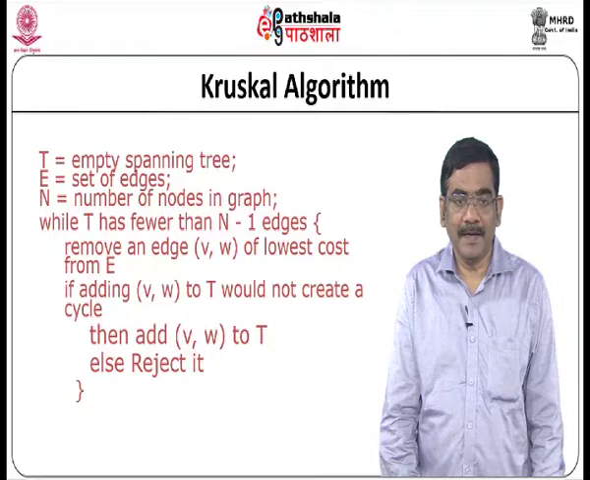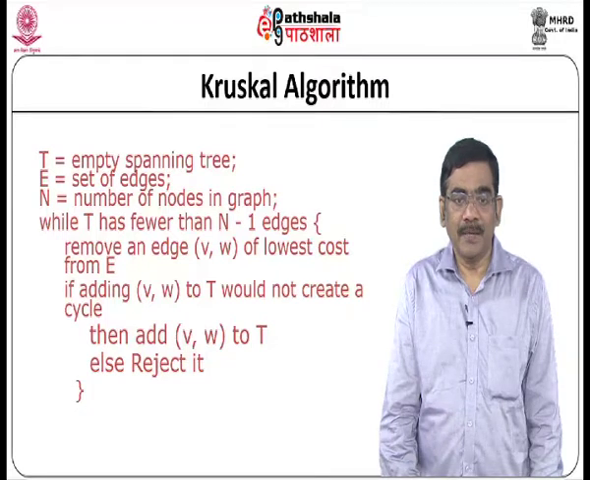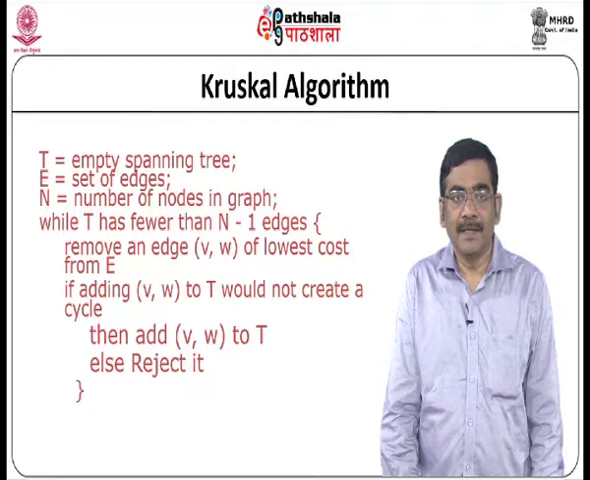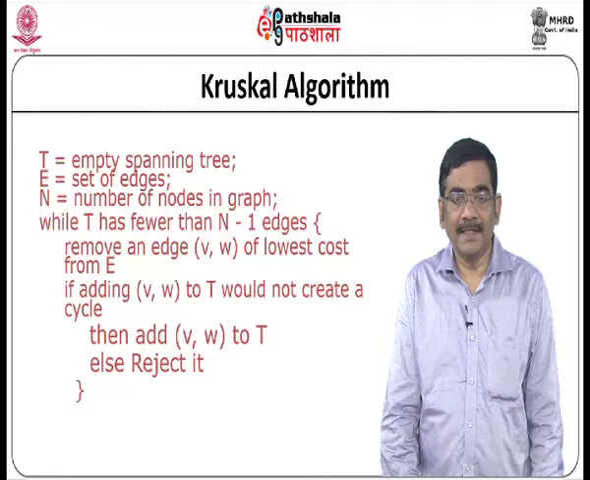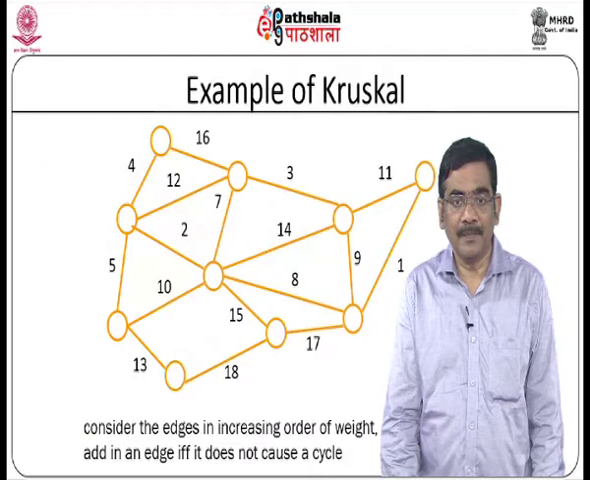T is the empty spanning tree, E is the set of edges, and N is the number of nodes in the graph. While T has fewer than n minus 1 edges, we remove the edge of the lowest cost. Then we add that into T if it does not create any cycle. If no cycle is created, we add it, otherwise we reject it. This is the Kruskal algorithm informally.